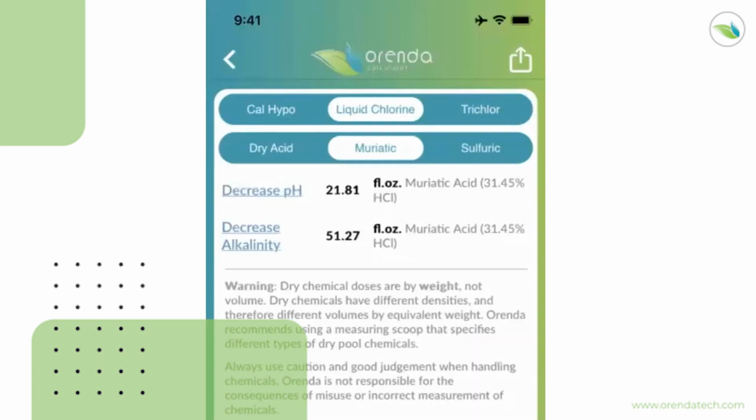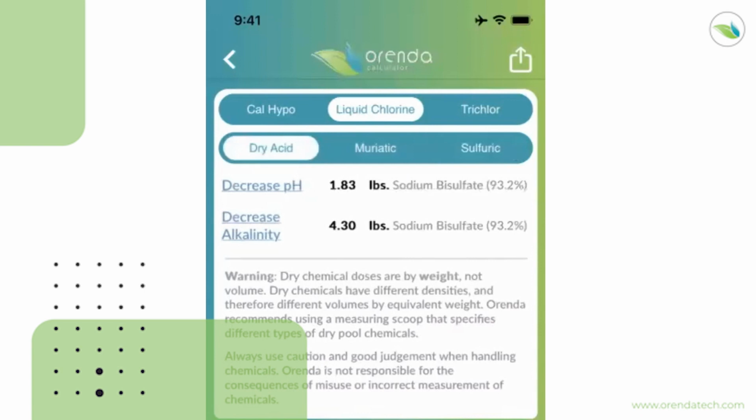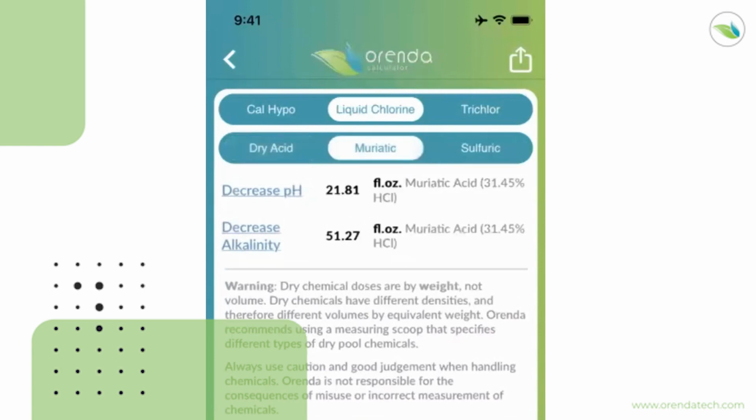Now we have a toggle at the top. If I don't use muriatic, and let's say I use sulfuric, now I get 2 doses of sulfuric, or dry acid, which would be sodium bisulfate. Whatever you use, I'm getting 2 acid doses. One is to decrease the pH, and one is to decrease the alkalinity. A very frequently asked question that we get is, do we add them together? Which one do we do?